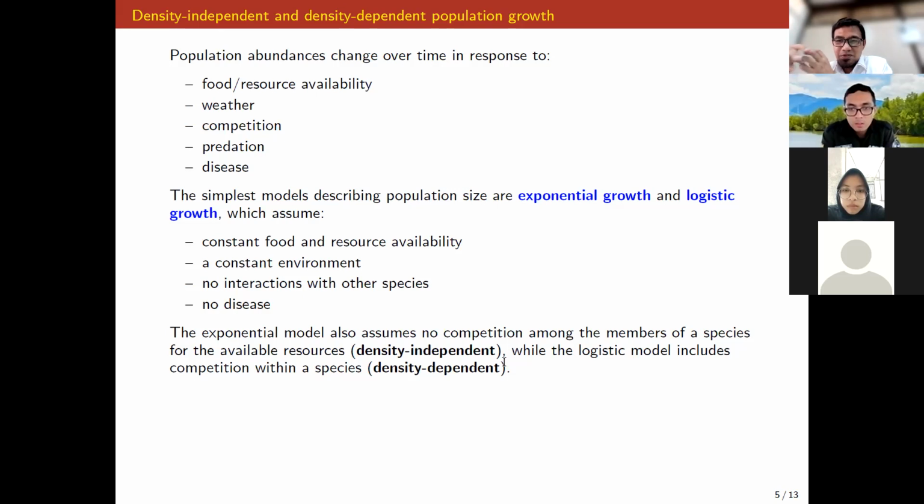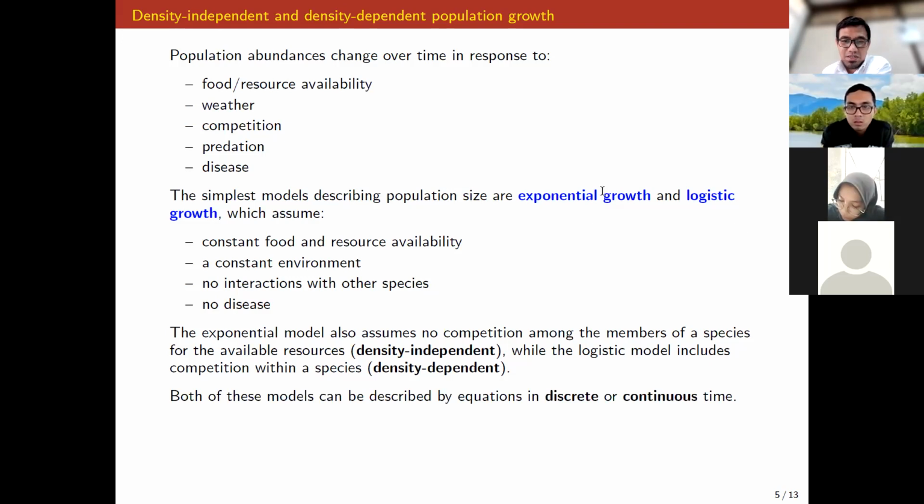But if we have in a house, for example, 12 members, of course we can predict there will be competition. So density independent means that it does not depend on the population, and density dependent means it depends on the population. So in the exponential model, we assume no competition, and the logistic model assumes there is competition. Both of these models, exponential and logistic growth, will be described by equations that we will obtain and discuss today, whether in discrete or in continuous time.